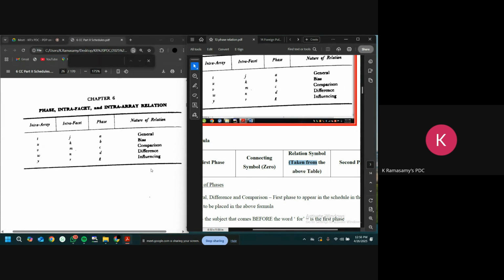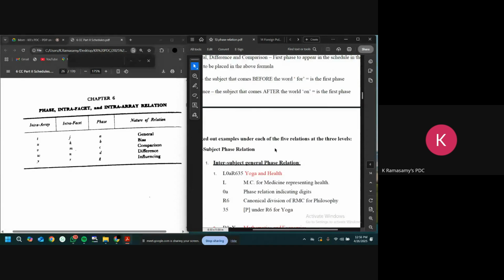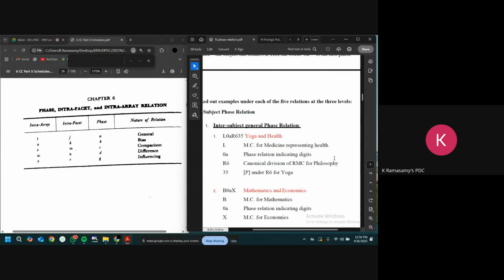Which type of relation is the book talking about? For example, if it is a phase, meaning inter-subject between 2 subjects: general relation A, bias B, comparison C, difference D, influencing G. If it's an intra-facet relation, J, K, M, N, R. If it's an intra-array relation, T, U, V, W, Y. Are you getting the point? Now let me show you a few examples to make you understand it better.